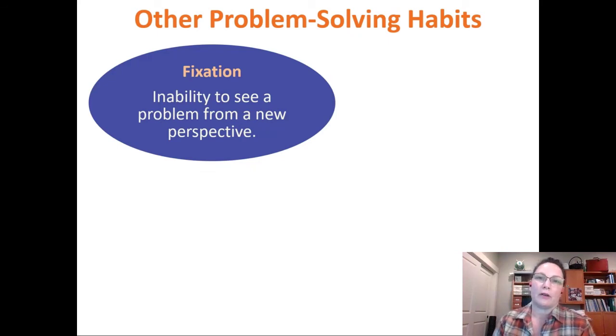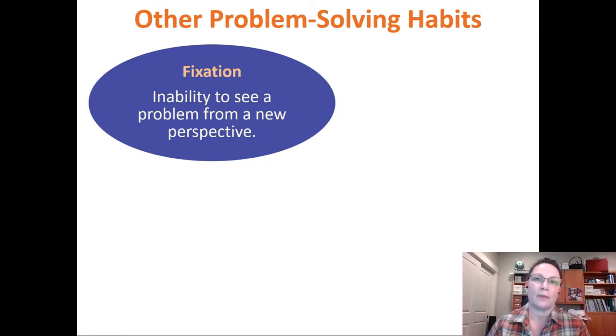Which brings us to another variation on that same theme, fixation. You can't see the problem from a fresh perspective, and so you're stuck. You're fixed on trying what you had been trying. A lot of times fixations occur because you were experiencing a mental set. Like, I've gotten used to solving problems like this. I can't think of a new way to do it. Now I'm displaying fixation.